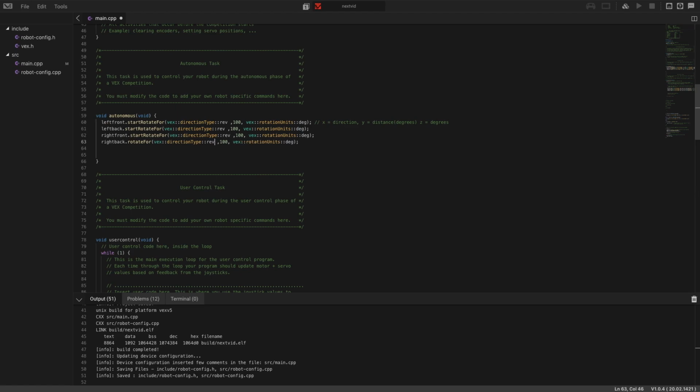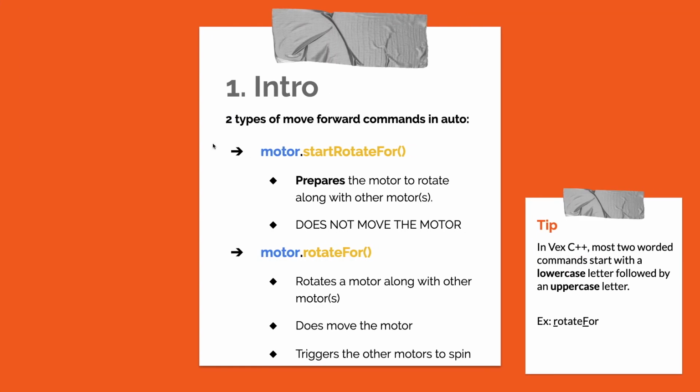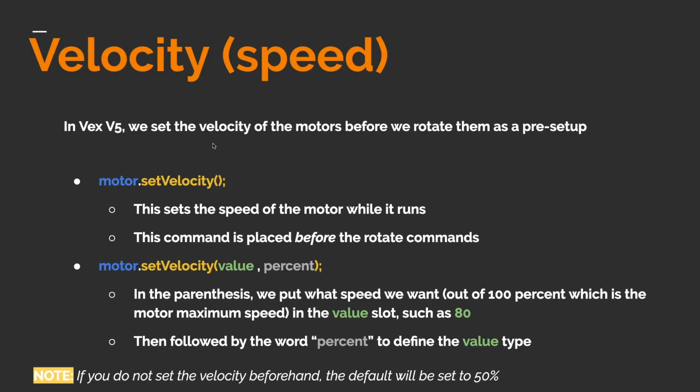Okay, that's good. But you might be wondering, well, how do we change the speed of this, right? Well, what speed is it going right now? Well, that's where the velocity comes into place. So, in the VEX V5, we set the velocity of the motors before we actually rotate them as a pre-setup. So this command looks like set velocity. This sets the speed of the motor while it runs, and the command is placed before the rotate commands.